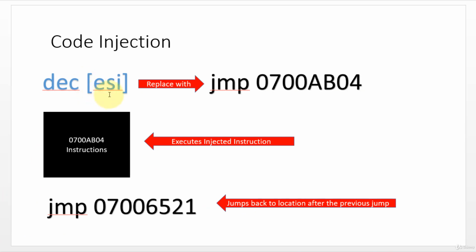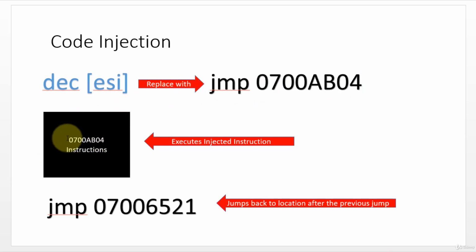So this is the architecture of a code injection. For example, if you have an instruction where your health is being decremented or your ammo is decremented and you want to inject code instead of running this, you will replace this line with a jump. So you replace it with a jump, and then when the program comes to this line, it will jump to this address, 0700AB04, which is over here.